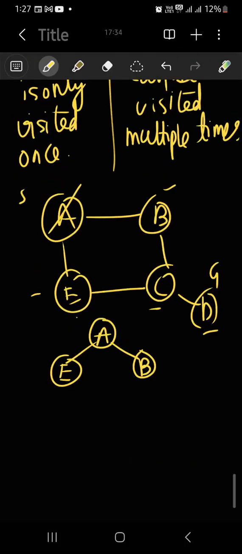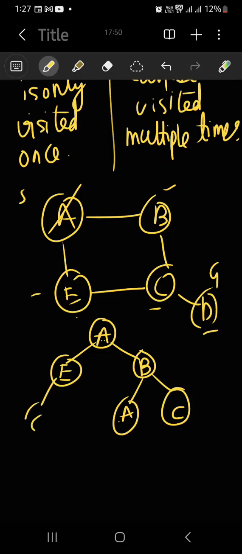Now from B, what are the states that I can visit? One is C, another is A. So I am visiting the A state twice. Now from E, what are the states I can visit? C and A. Now C is also getting visited twice, A is getting visited thrice.